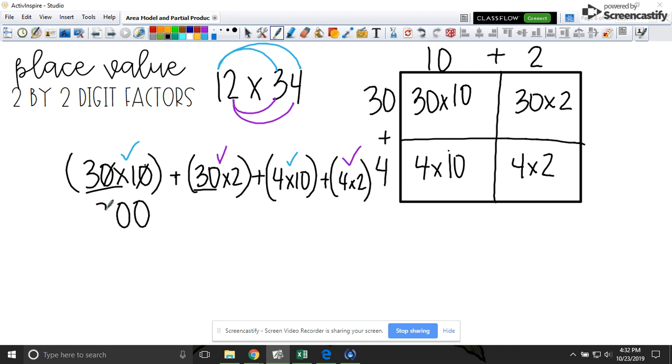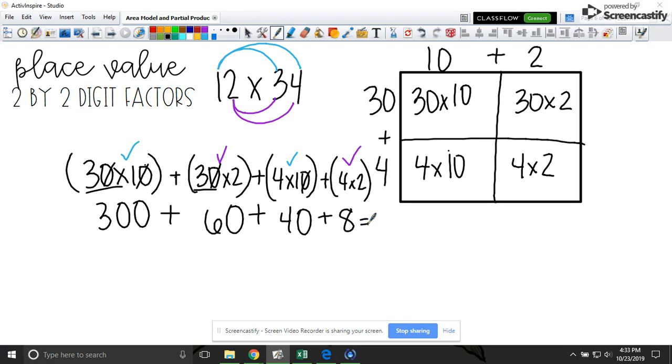So 0 and 0, 3, 0 and 6, 0 and 4 times 1 is 4, and 4 times 2 is 8, and then add all that back together. Now I do recommend that if you are going to use this strategy that you don't add horizontally. I think that's just giving yourself room for errors. I think you should stack it vertically and then go from there. But yeah, that one's pretty simple.